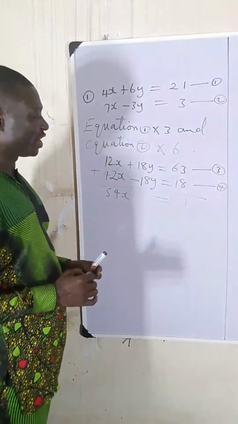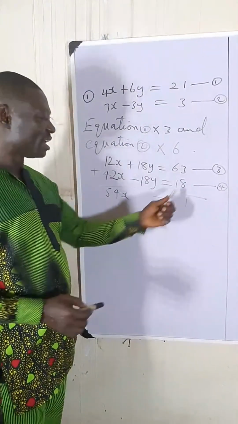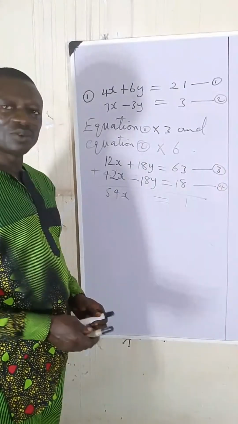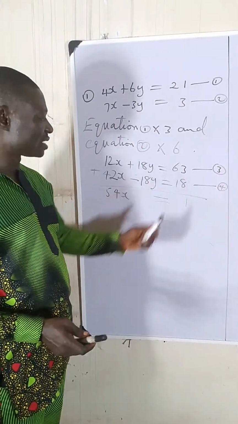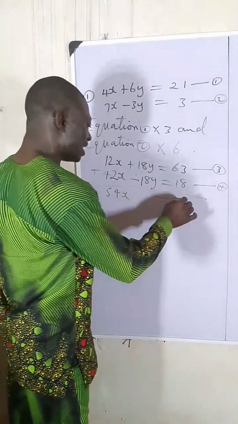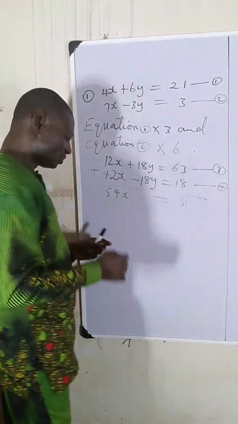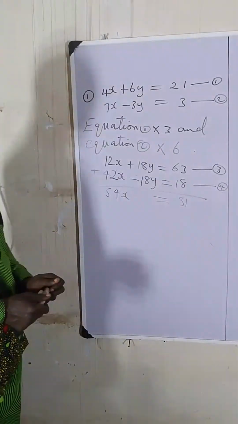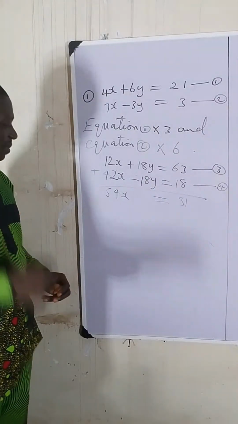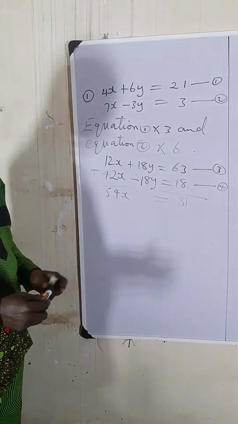Yes. 3 plus 8, 11. 1, we carry 1. 7, 8. That means we are getting 81. So now there is no y. We can solve for x by what we have here.